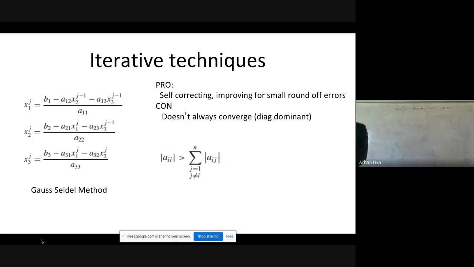So the matrix equations, the way that we write them, they are such that we have A11, A12, A13, A21, A22, A23, A31, A32, A33. This is the coefficient matrix.